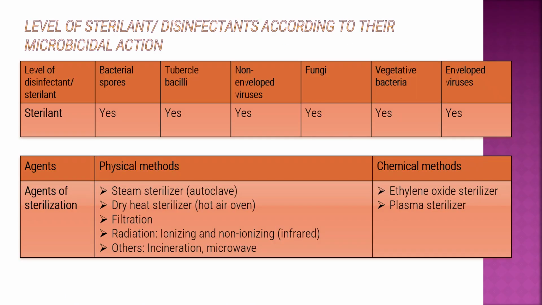Sterilization kills all bacterial spores, tubercle bacilli, non-enveloped viruses, fungi, vegetative bacteria, and enveloped viruses. Examples are the physical methods: steam sterilizer, that is autoclave; dry heat sterilizer, that is hot air oven; filtration; radiation, ionizing and non-ionizing; others like incineration and microwave. In chemical methods, ethylene oxide sterilizer and plasma sterilizer.